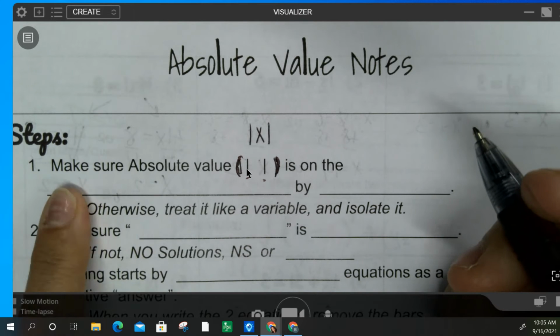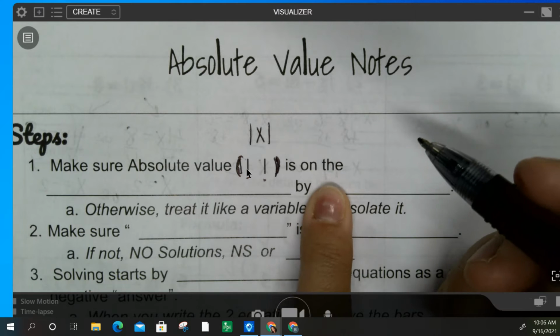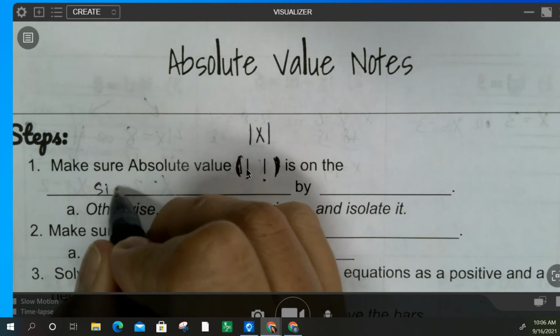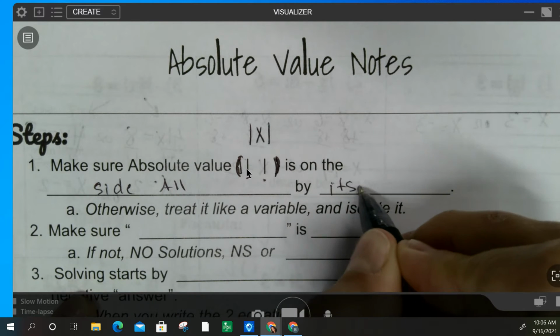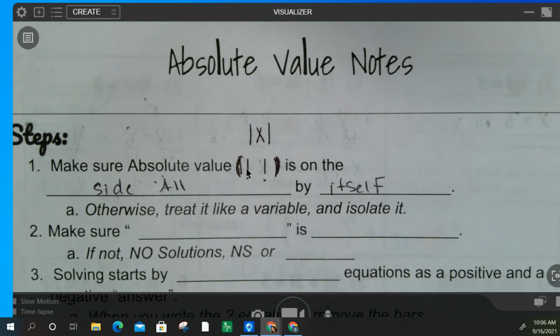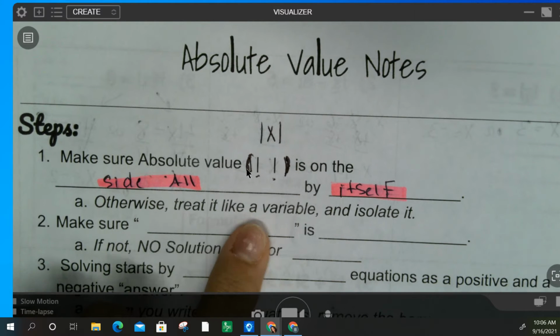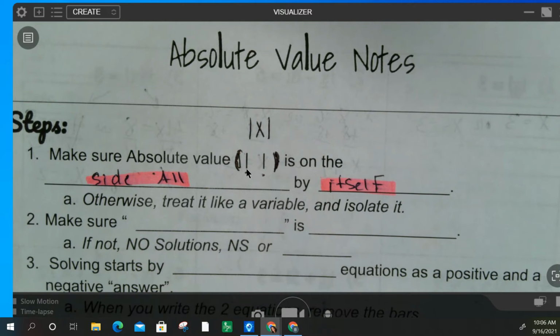So the first step is to make sure the absolute value bars are on the side all by itself. And if it's not all by itself, then you will treat it like it's a variable and then isolate it. And if you watch the video, I actually show you how to replace it with the variable, isolate it, and then do steps 2, 3, and 4.